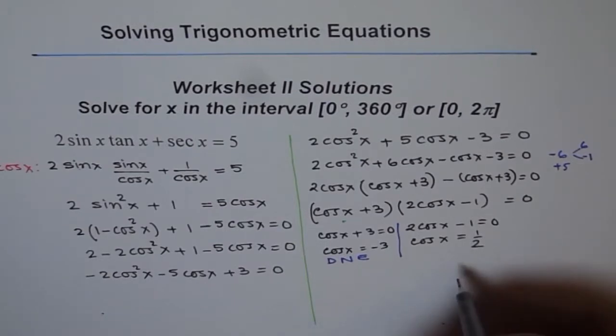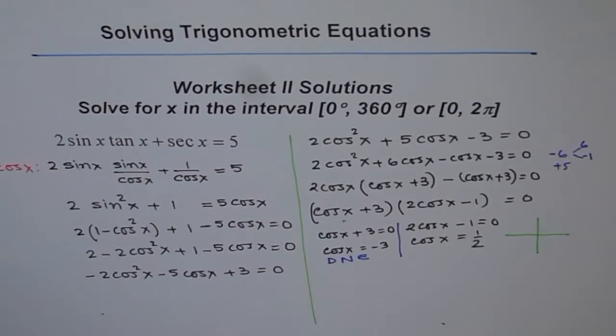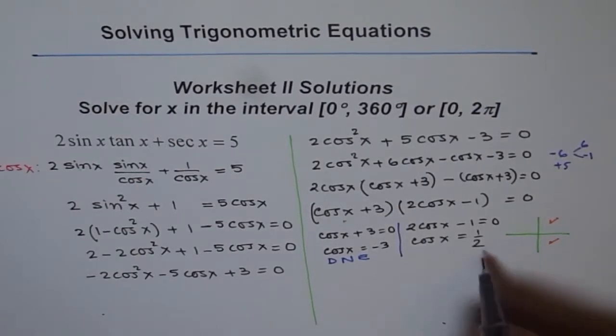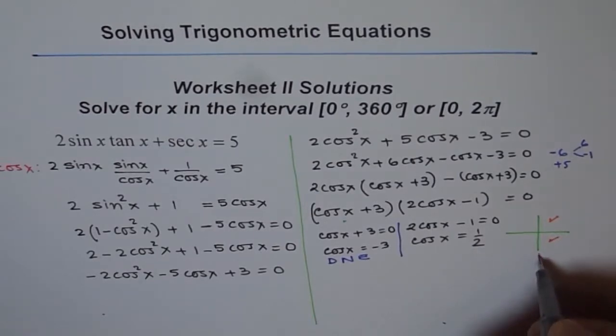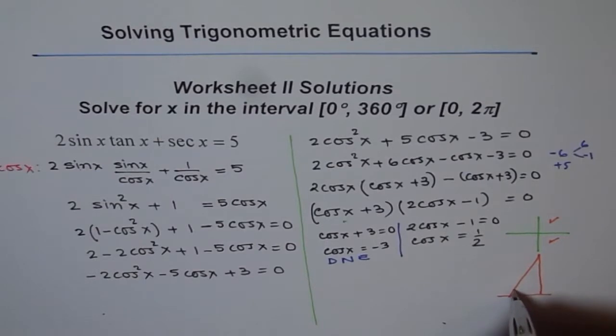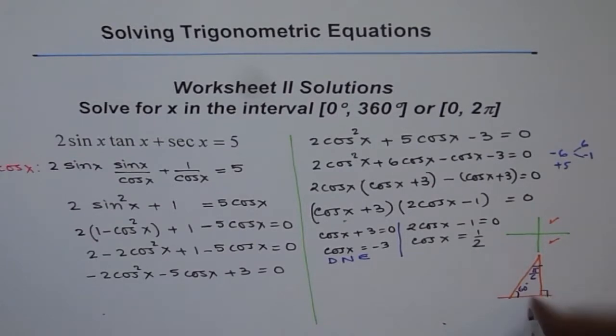Now figure out what the possible solutions are. If you see your quadrants, you know that cos x is positive in quadrant 1 and in quadrant 4, so we are looking for two different answers. And for half, if you look into your special triangle, the 30, 60, 90 triangle, this is 60 degrees and that is 30 degrees. Let me write pi by 6 for those who are doing radians, 30 degrees, and that's 90 degrees. So we have 1, 2, and square root of 3.